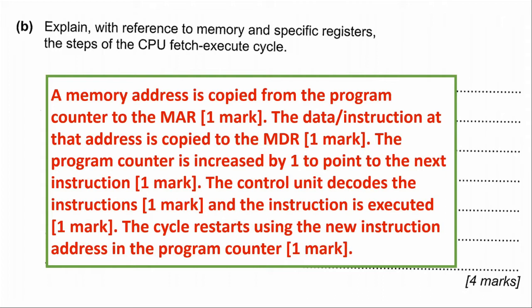But if you haven't got enough for the other points, you could just say the cycle restarts using the new instruction in the program counter. So the whole cycle starts again. It fetches, it decodes, and it executes.